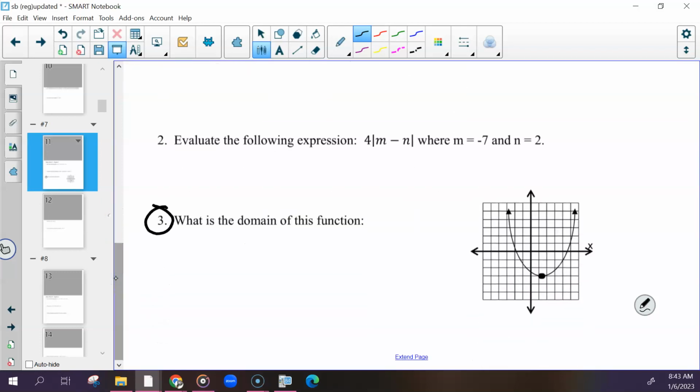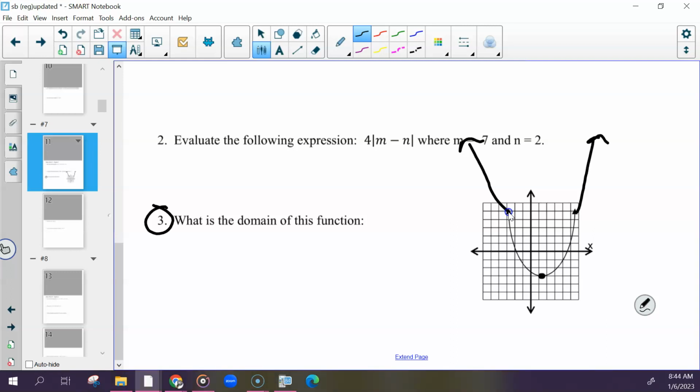Alright, so for number 3, and this is again something that was covered in Algebra 1, so you may remember this, you may not. Domain is your x values. You're looking at furthest left or furthest right. For this, because it has arrows, you have to imagine this is going up and left forever and ever, and then up and right forever and ever, off your page, off the smartboard. So if it keeps going left towards negative infinity and it keeps going to the right towards positive infinity, the domain would be all real numbers.